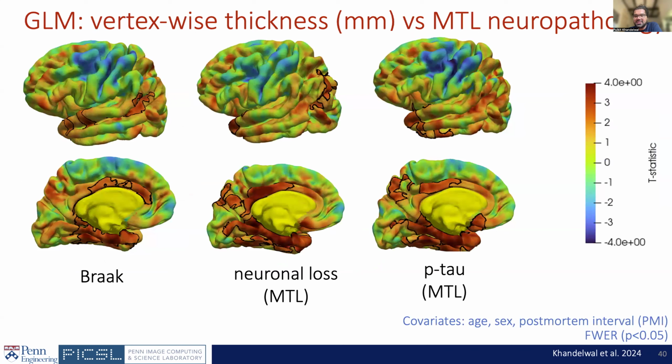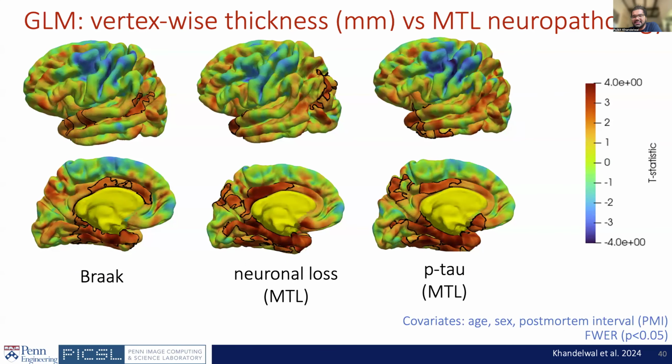Next, we warped the surface-based parcellations and thickness maps from native subject space resolution to the FreeSurfer average template space to enable group-wise and vertex-wise analysis, a first of its kind in ex vivo imaging. Basically, we performed vertex-wise analysis to fit a generalized linear model.